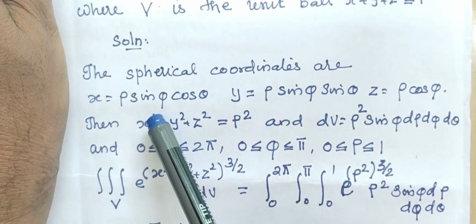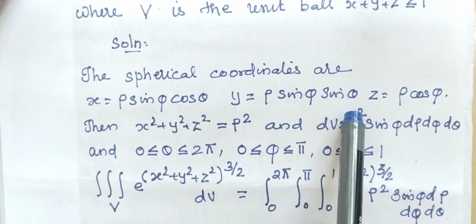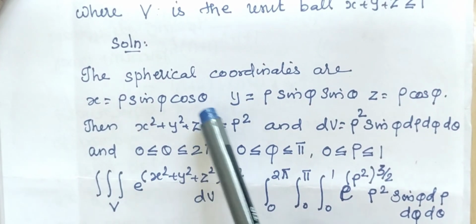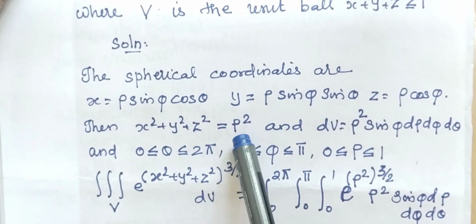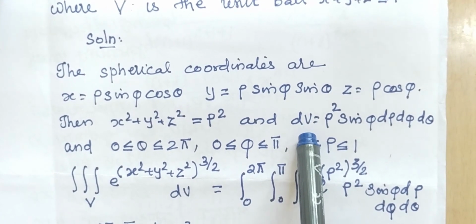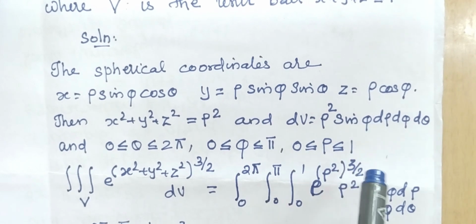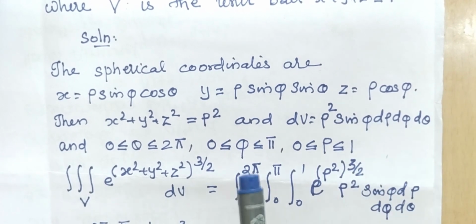The first one, x is equal to rho sin phi cos theta, y is equal to rho sin phi sin theta, z is equal to rho cos phi. Therefore, this x, y, z satisfies the equation x square plus y square plus z square is equal to rho square. And dV, what is dV? It is dx dy dz, or dy dx dz, or dz dy dx. That value is equal to rho square sin phi d rho d phi d theta. So don't change this order.